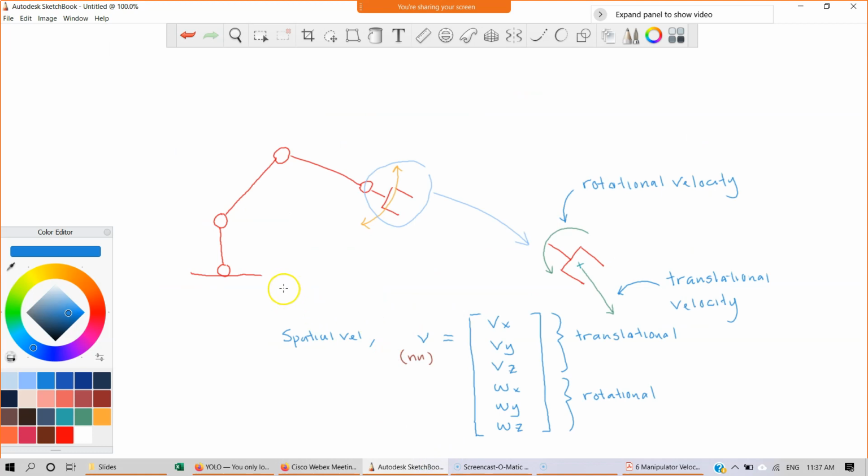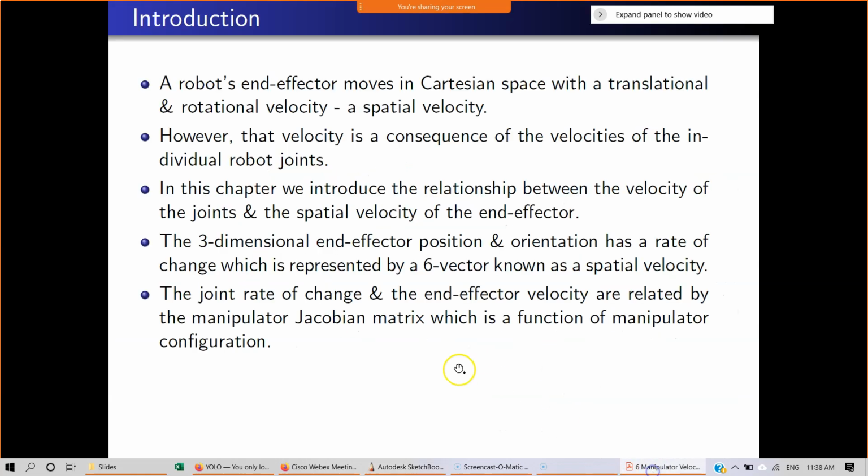The Jacobian matrix will relate the joint velocity. Let's say this is theta 1. If you take the time derivative, it becomes theta 1 dot. This is basically the rate of change of theta 1, like the angular velocity of theta 1. Similarly, theta 2 has theta 2 dot and so on, up to theta n. So what is the relation between the angular velocity of these joints and the spatial velocity? That is what we'll be studying in this chapter, by means of the Jacobian matrix.